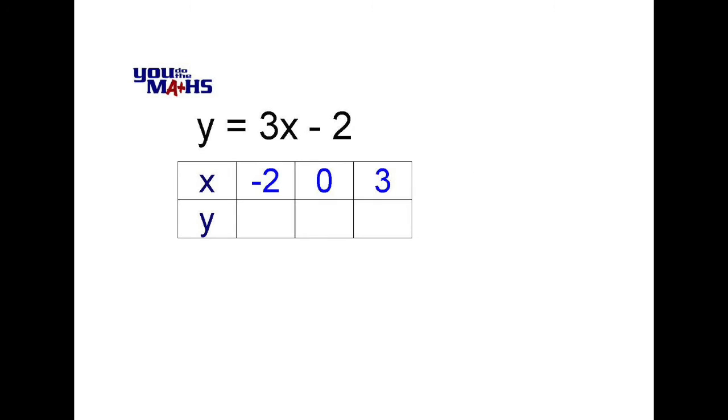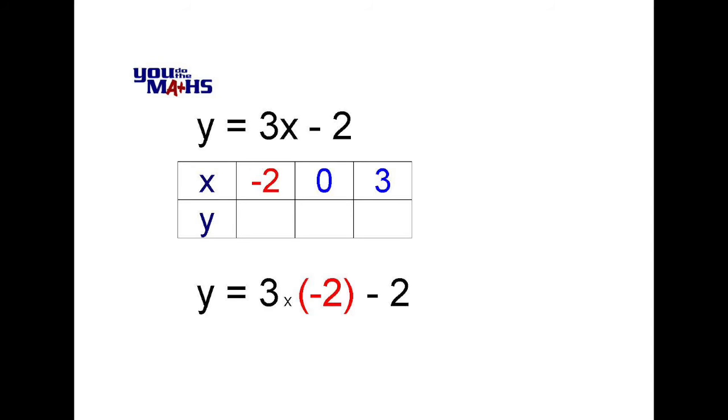So let's reduce our grid now to a table of 3 values, and what we'll do is we'll choose x values that are split across the graph. So in other words, a negative 2 on the negative x values, a 0 right in the center of our graph, and 3 represents values on the positive side.